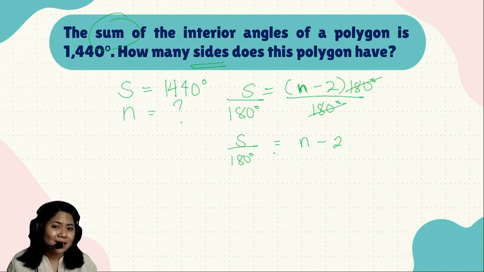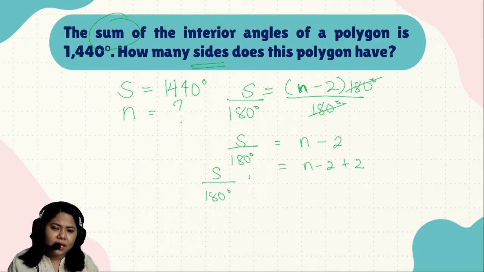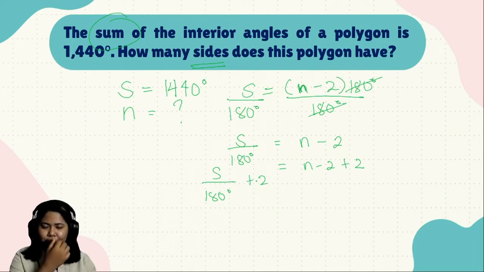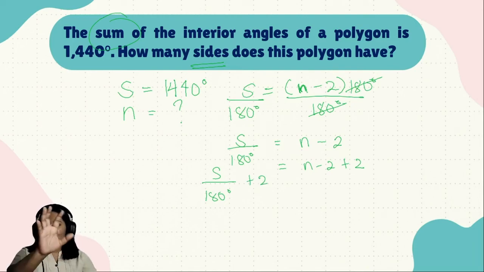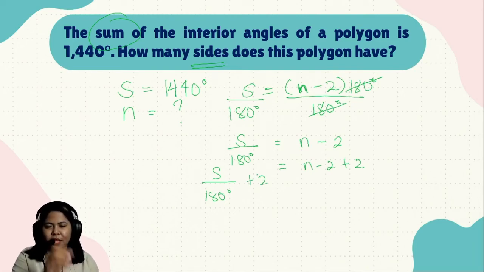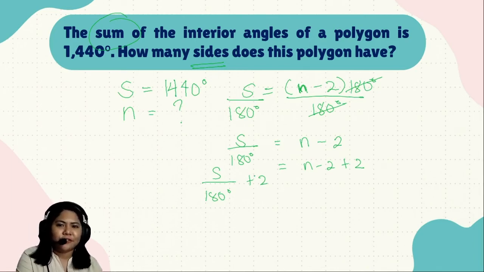What's opposite subtraction? That is addition. So, n minus 2 plus 2, s over 180 degrees plus 2. Teacher, bakit plus 2? Baka pala nagtataka kayo. We're solving an equation. Whenever you're solving an equation, whatever you do to the right, you do it to the left. And whenever you do to the left, you do it to the right.